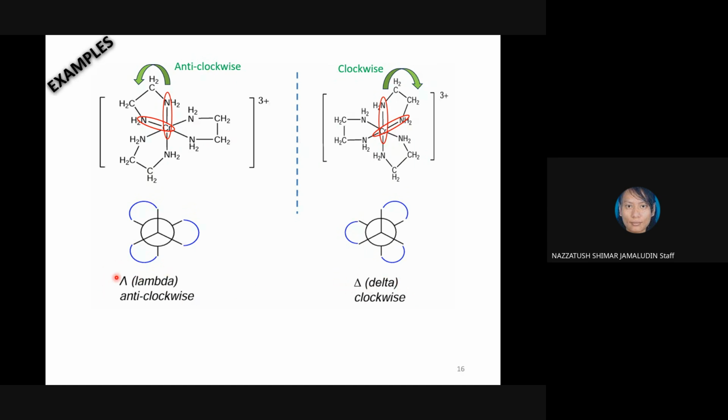So when you see a lambda and a delta, they indicate that the chelating ligand is twisting anti-clockwise for lambda, and the delta is twisting clockwise. So if you are given a nomenclature where you see a delta or a lambda, it shows that this ligand is going clockwise or anti-clockwise, and you have to draw it accordingly.